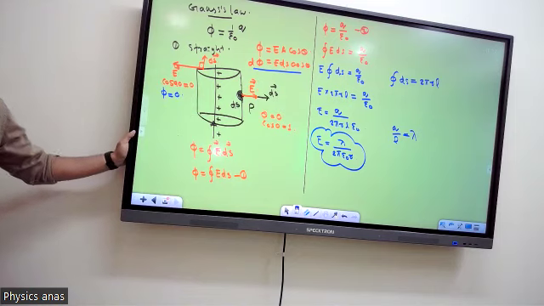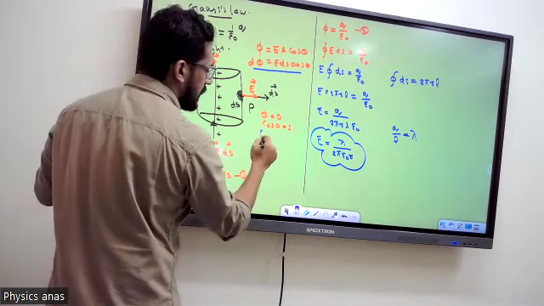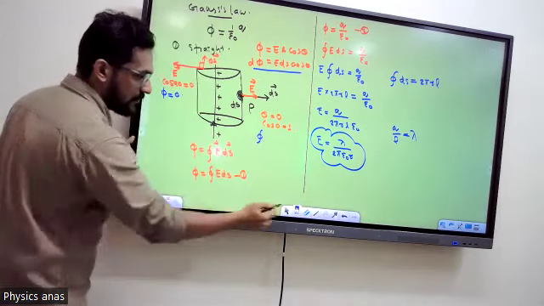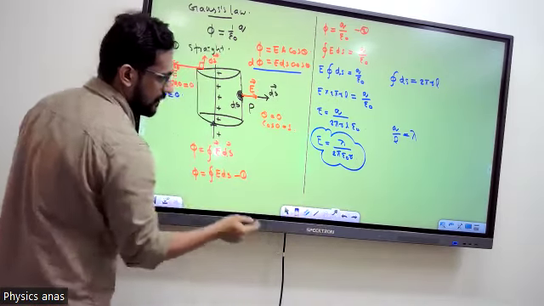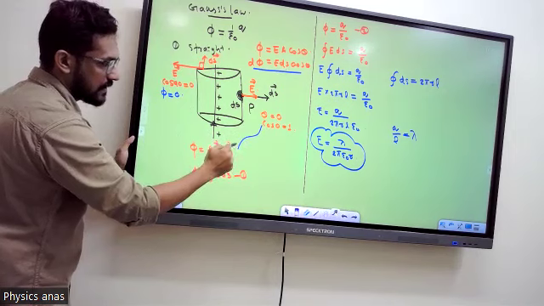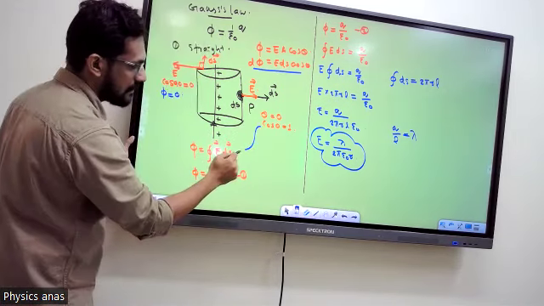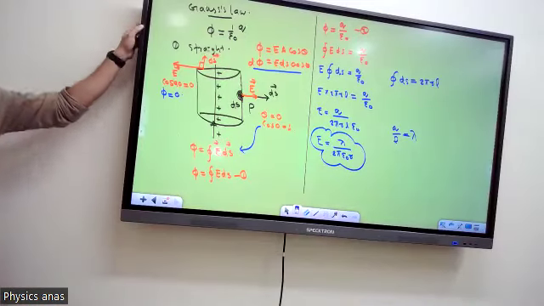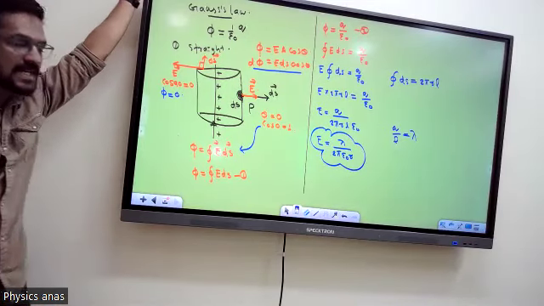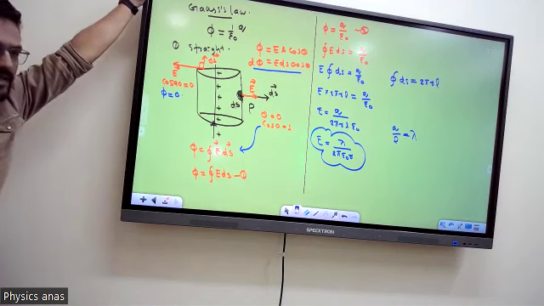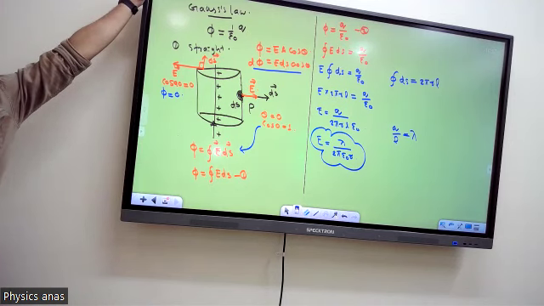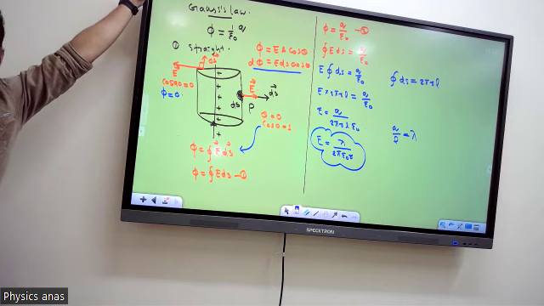dφ is equal to E ds cos theta. Then E dot integral. If cos 0 is 1, then integral E dot ds will be integral E ds without cos theta. Cos 0 is 1, so integral E dot ds will be E ds. Got it?